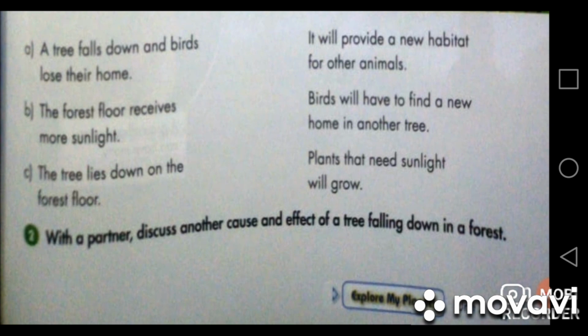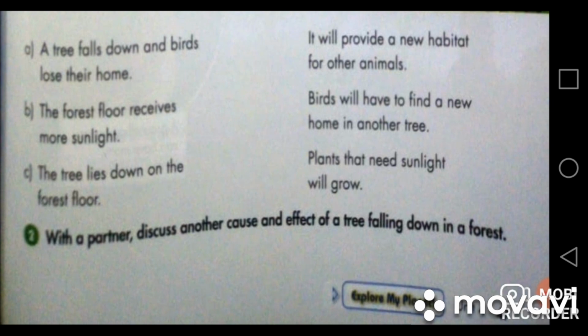The forest floor receives more sunlight. Plants that need sunlight will grow. You will match B with the last one. The tree lies down on the forest floor. It will provide a new habitat for other animals. You will match C with the first given option.